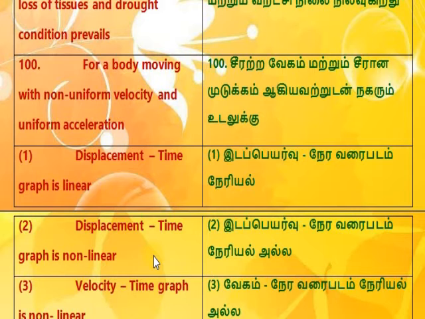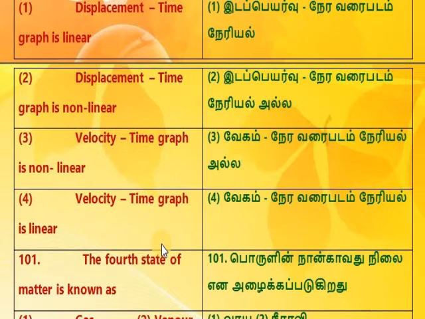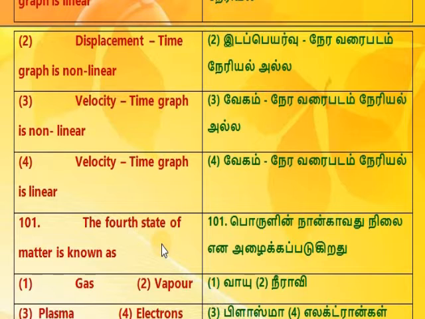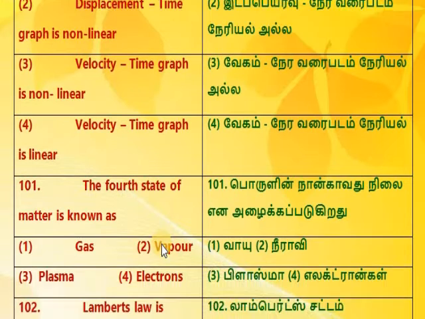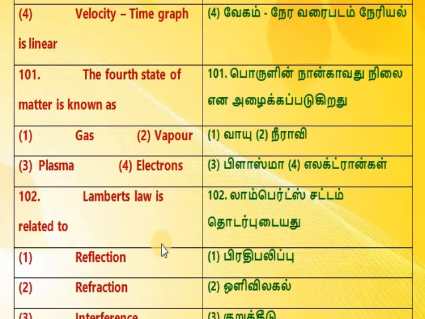100. For a body moving with non-uniform velocity and uniform acceleration, 1. Displacement, time graph is linear, 2. Displacement, time graph is nonlinear, 3. Velocity, time graph is nonlinear, 4. Velocity, time graph is linear. 101. The fourth state of matter is known as 1. Gas, 2. Vapor, 3. Plasma, 4. Electrons.